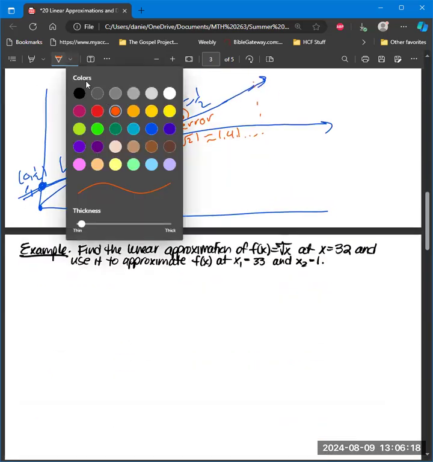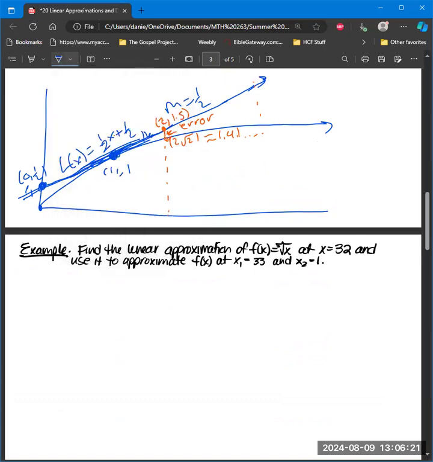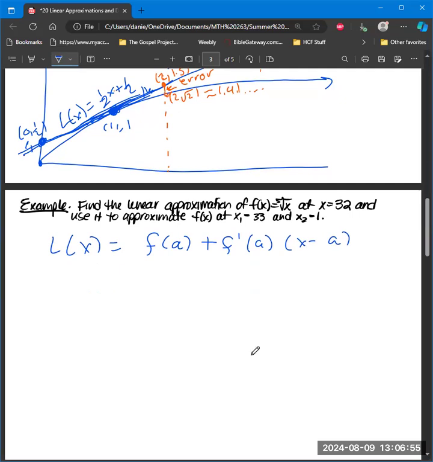All right, let's go ahead and look at another example. Find the linear approximation of f of x equals the 5th root of x at x equals 32 and use it to approximate f of x at x1 equals 33 and x2 equals 1. So first thing, we want L of x equals f of a plus f prime of a times x minus a. So let's find the equation of f prime.